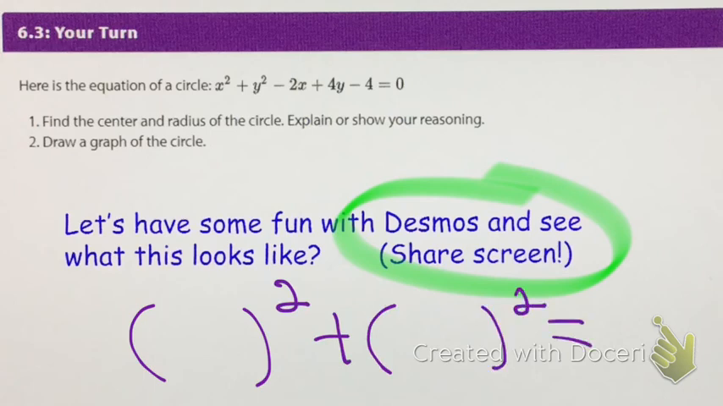There's the frame. X minus h, y minus k. Yes, we want to memorize that equation. We want to get that circle equation and use it and use it and use it and don't abuse it.